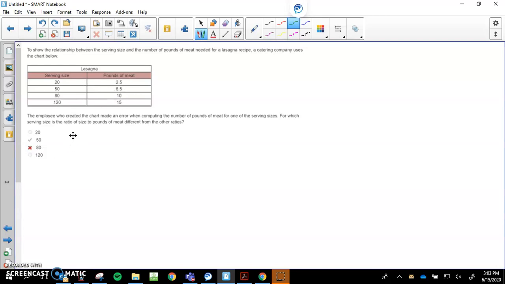So I'm going to say, I want to find out how much 1 pound of meat, how much that serving size is, or that kind of relationship. So let's look at this example. Let's start with this one right here. I'm going to color it in green.